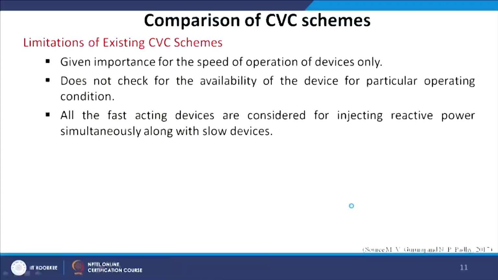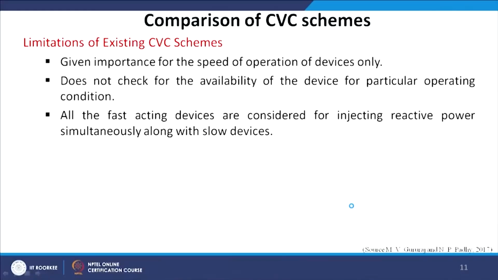And further, what are the challenges with the existing CVC scheme? The current limitation of the coordinated voltage control schemes is that they give importance to the speed of operation of devices only, because they take care of those devices which are fast, and do not check for the availability of the devices for particular operating conditions. All the fast acting devices are considered for injecting reactive power simultaneously along with slow devices.